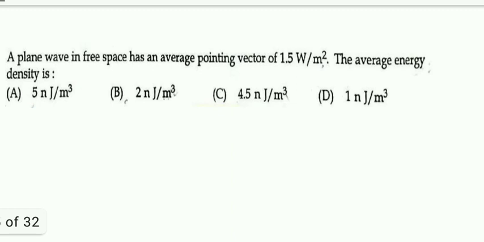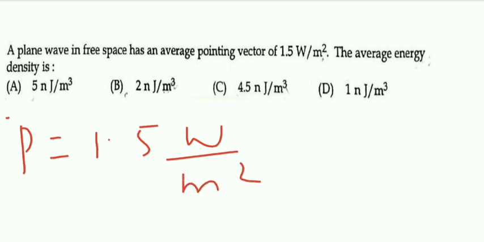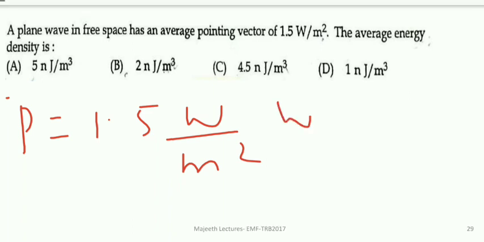Next one, a plane wave in free space has an average Poynting vector of 1.5 watt per meter square. Find the average energy density. They have given the Poynting vector P equal to 1.5 watt per meter square. Average energy density is given by W is equal to 1 by 2 epsilon naught E square, where E is the electric field.